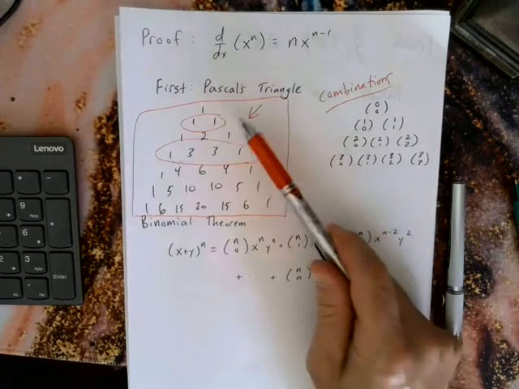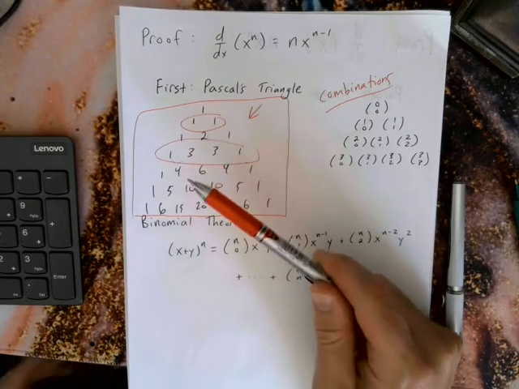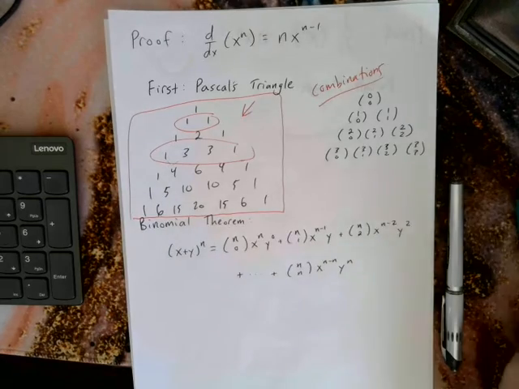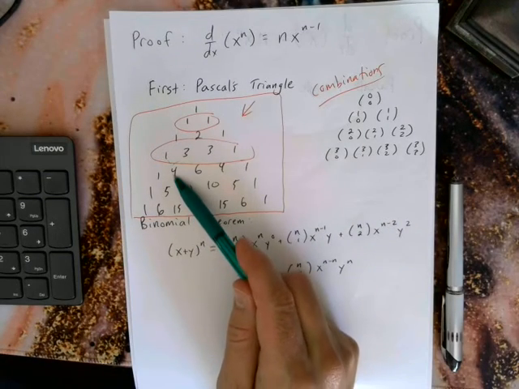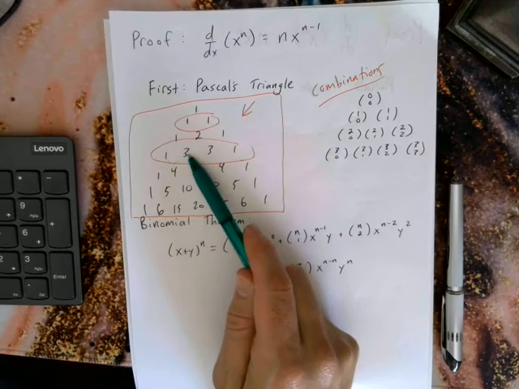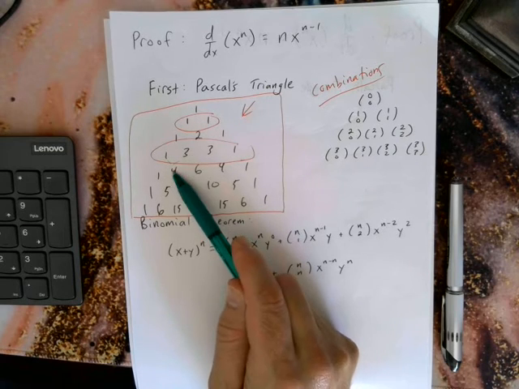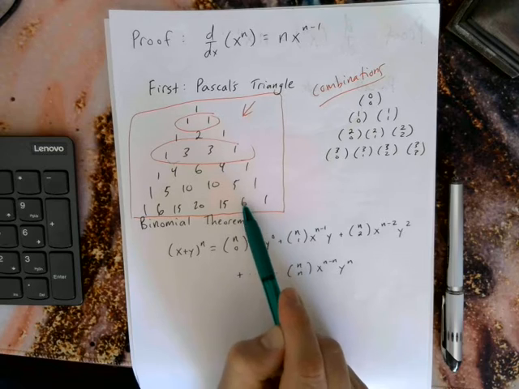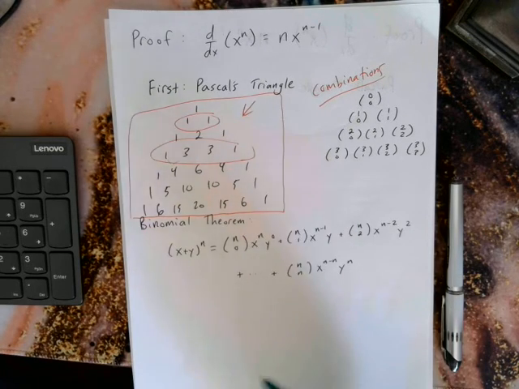Right, the first row is 1, then you got 1, 1, then 1, 2, 1, then 1, 3, 3, 1. I apologize for the markups. But basically the pattern to this triangle is that each number is the sum of the two numbers above it. So like 4 is 1 plus 3. 15 is 5 plus 10. 6 is 5 plus 1. That's how you make the triangle.